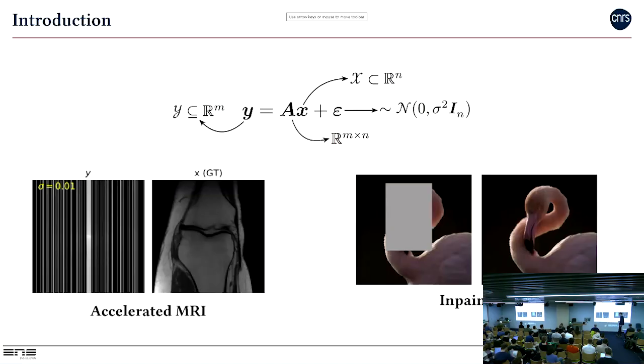So the 2 examples I'm going to be considering, among others, are accelerated MRI, where A is measuring a subset of some Fourier information, and image inpainting, where we are missing some pixels. I'm actually not sure if I should go in the middle. Yeah, I guess it's better. All right. And image inpainting, which is kind of a toy problem, but it helps us visualize and understand the mathematical concepts I'll be speaking about.